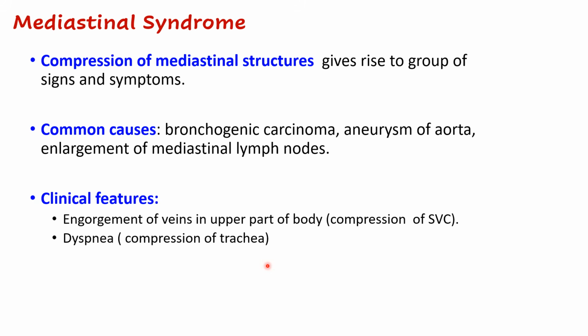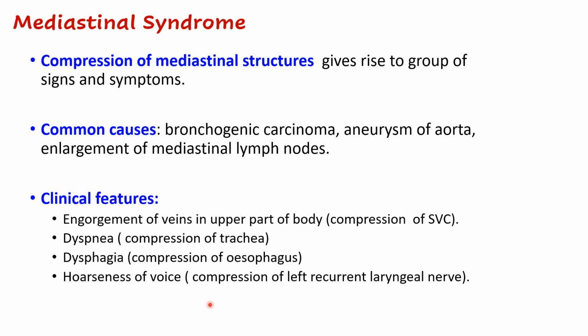Dyspnea: compression of the trachea is going to lead to difficulty in breathing. Dysphagia: compression of the esophagus, difficulty in swallowing will be there. And then hoarseness of voice. Why does this occur? Because of compression of the left recurrent laryngeal nerve, right? So the recurrent laryngeal nerves supply most of the muscles of the larynx. So there will be hoarseness of voice also.